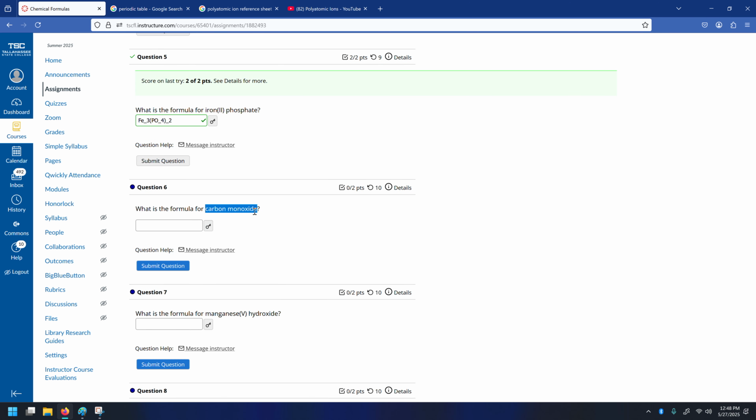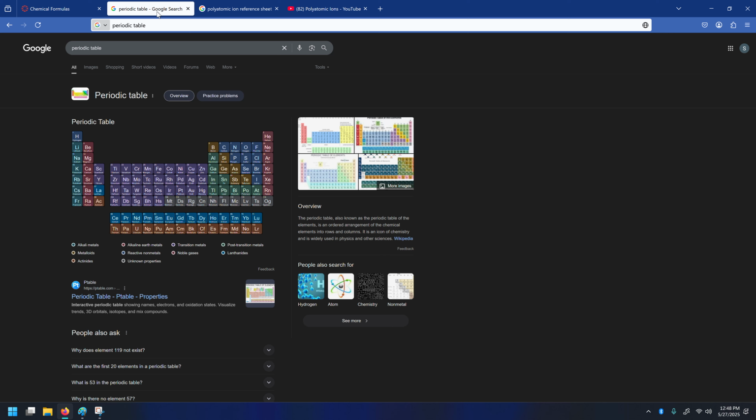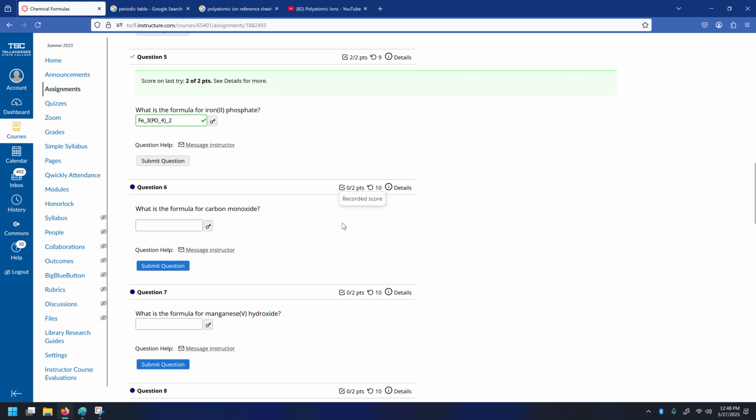Carbon monoxide. Anytime you see the Greek prefixes, things like mono, di, tri, tetra, these are always going to be for covalent compounds. Covalent compounds, which you probably saw in your reading, are things made from just this top right corner of the periodic table. These are the nonmetals, and nonmetals behave differently than metals. And so because they behave so differently, we give them their own set of rules for nomenclature.